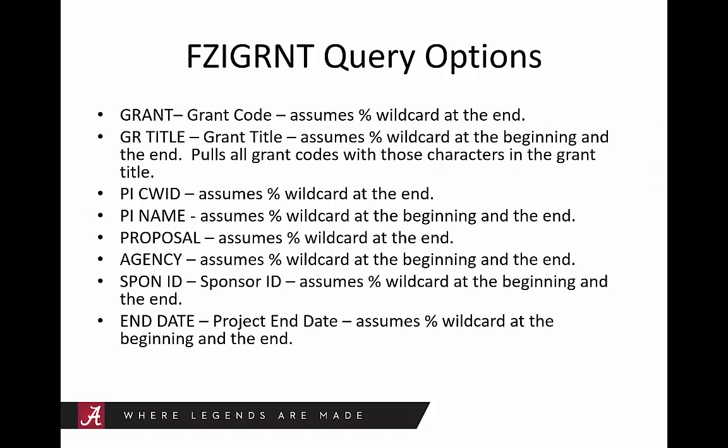The Grant Fund Search page has the following options. Grant code assumes percent wildcard at the end. Grant title assumes percent wildcard at the beginning and the end. Principal investigator CWID assumes percent wildcard at the end. Principal investigator name assumes percent wildcard at the beginning and the end.